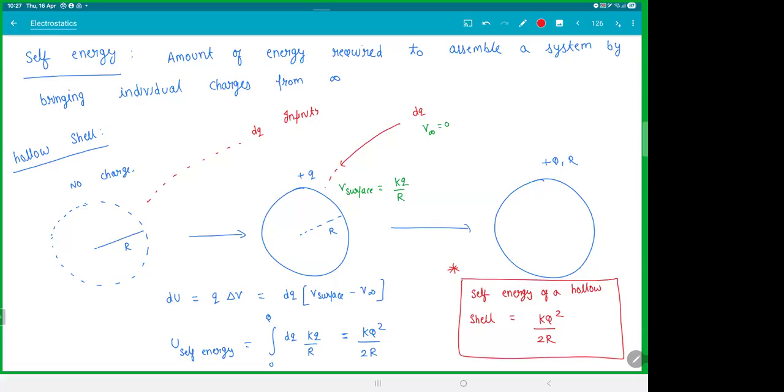So it's a question and a theory. I showed you for a hollow shell. How will you construct a solid sphere? Think for a minute, then I'll show you how it works, and then I'll give another 2 minutes. First thing, how will you even start? The idea is the same. Initially, you have nothing. You bring dq charge and you create a sphere. Find the self-energy of a uniformly charged solid sphere.